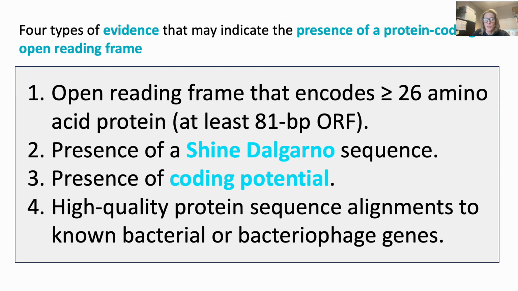Second, the presence of a Shine-Dalgarno sequence. Third, the presence of coding potential. And fourth, high-quality protein sequence alignments to known bacterial or bacteriophage genes.